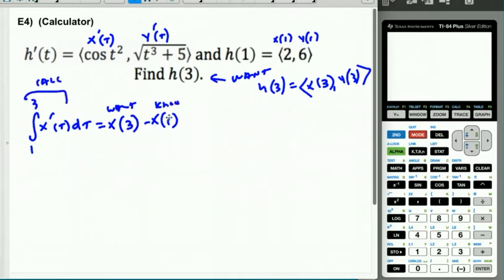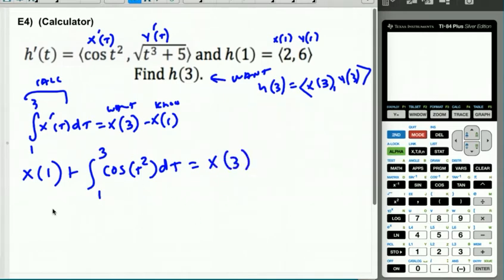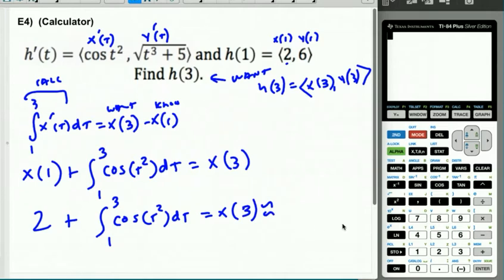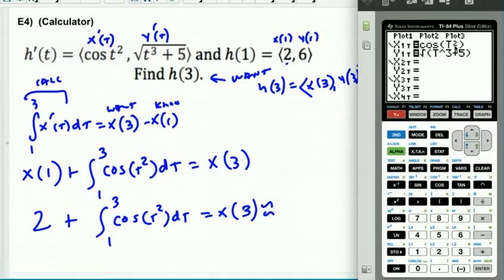So I'm going to go ahead and add that x of 1 over, so I'm going to get x of 1 plus the integral from 1 to 3 of, and I should write the function they gave me to get full credit, so this cosine of t squared, right? And that's going to give me my x of 3, right? And I can use my calculator to get that because I know x of 1 is 2, because that's the x coordinate here, right? Plus this thing I'm going to find in my calculator, and that's going to give me my x of 3, and I can get an approximate value for that, right? So I actually went ahead and put these in as y1 and y2 in my calculator already.